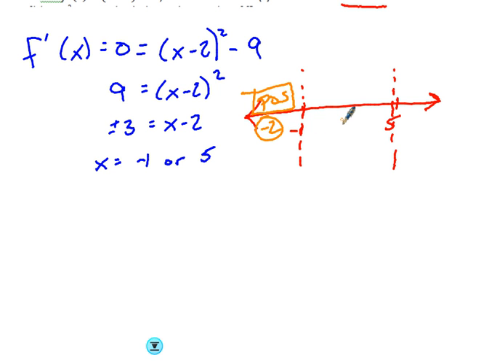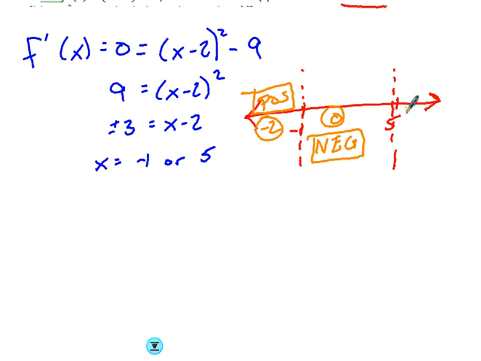Between negative 1 and 5, we might want to test the point 0. So we test the point 0, we substitute that back in, we'd say 0 minus 2, negative 2 squared is going to be 4, 4 minus 9 is going to be a negative value. So everything between negative 1 and 5 is negative.